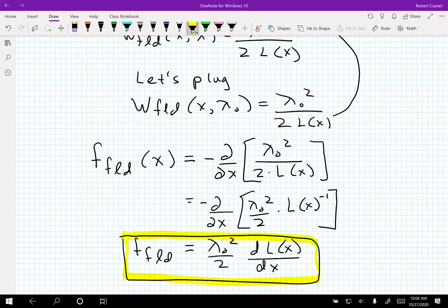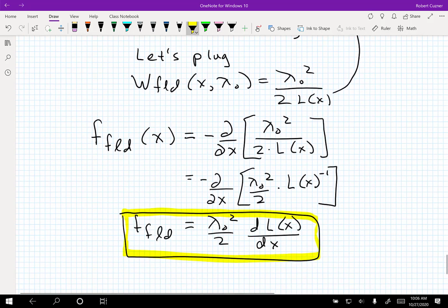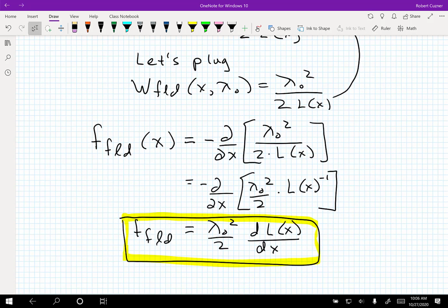You can use this or the other. Quick question: why does the negative drop off? Because of doing the derivative, right? So you do the derivative, you're going to get negative 1 times the derivative of Lx dx. That's right. Thank you. Yep.